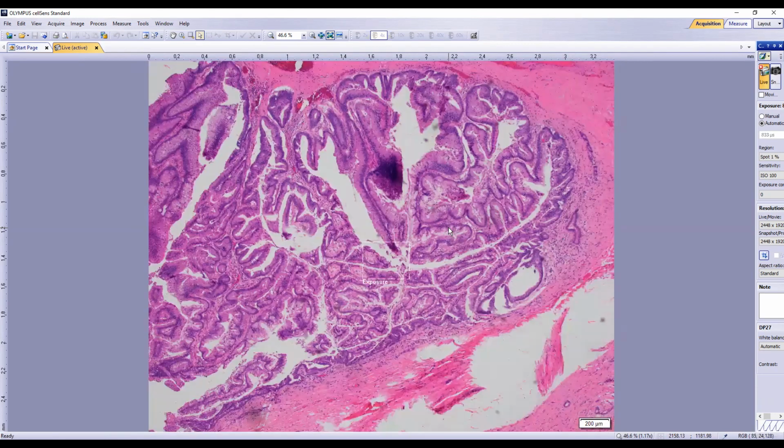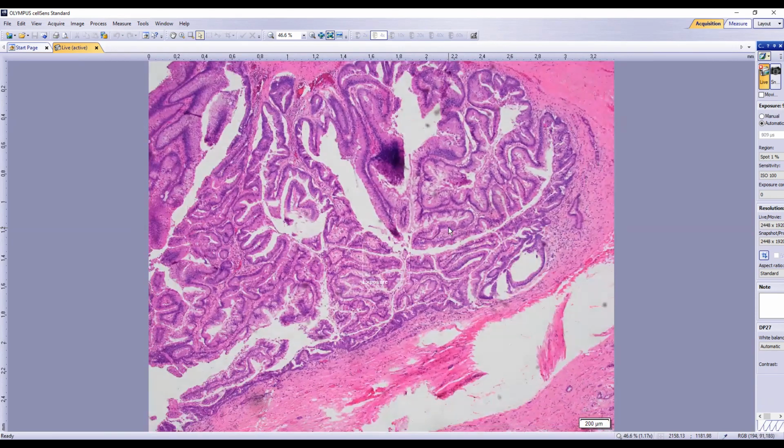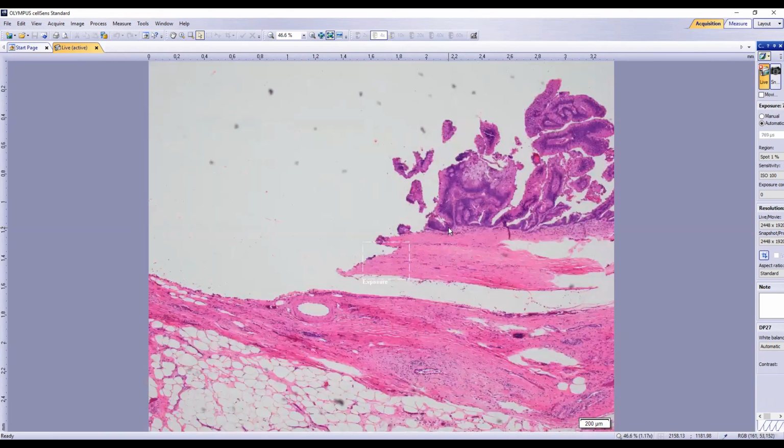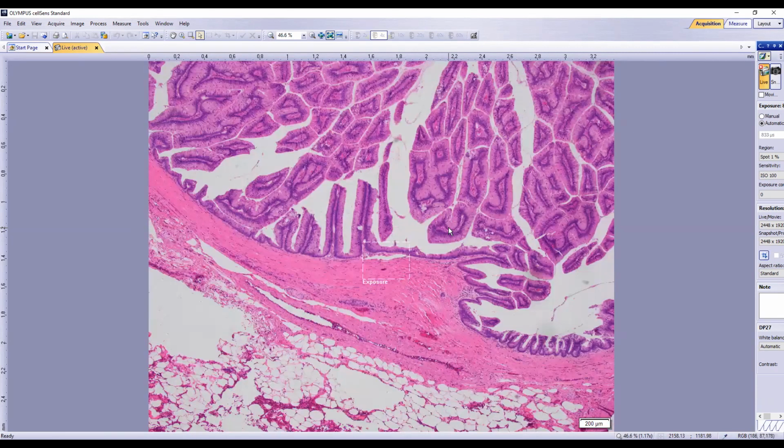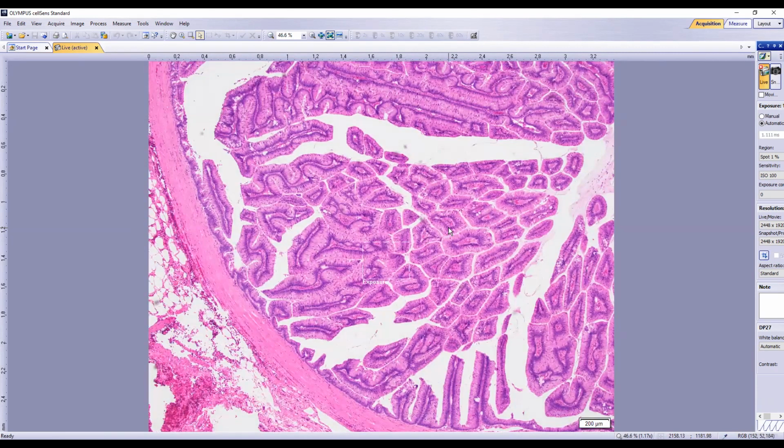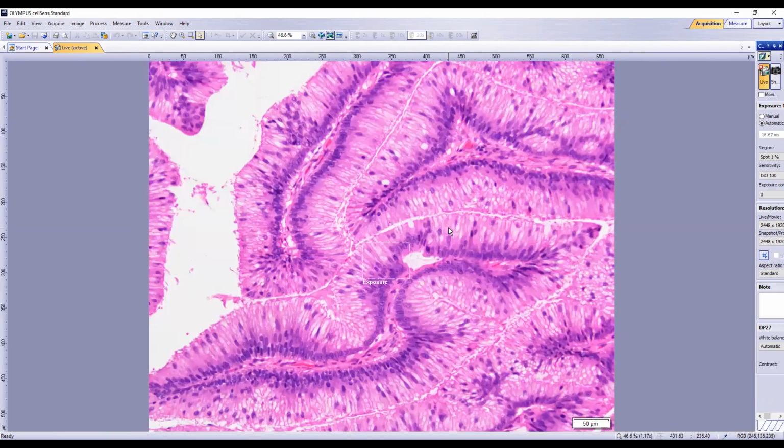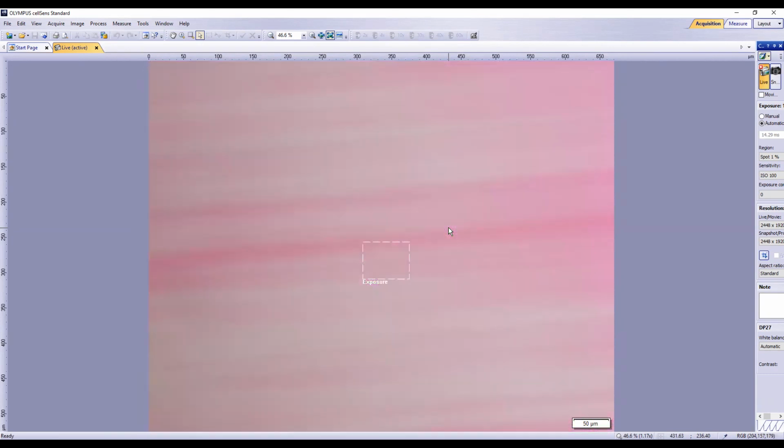And I said it's an IPMN? Yes, it's an IPMN, intraductal papillary mucinous neoplasm, gastric phenotype, gastric type. See, look at the epithelium. It is very classic epithelium.